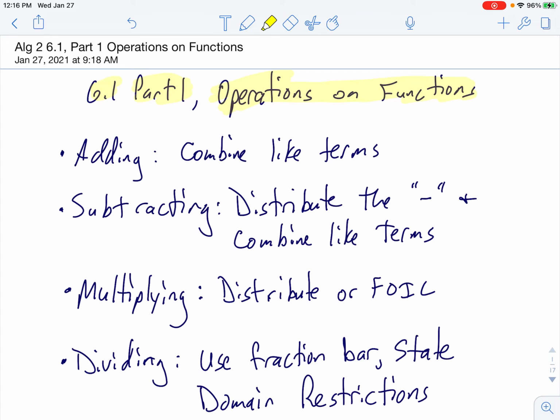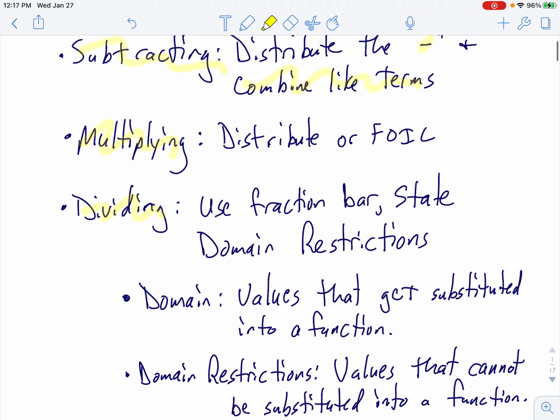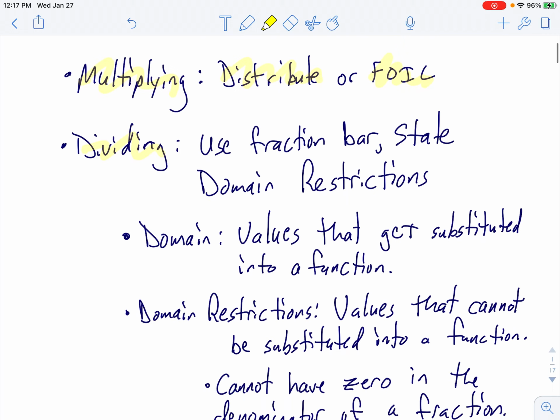Anyway, operations on functions. Today we're going to look at the four basic operations, which are adding, subtracting, multiplying, and dividing. When adding functions, you're essentially just combining like terms. We've done plenty of this so far this year. Subtraction involves distributing a negative sign and then combining like terms, just like adding. Multiplying could be the distributive property or FOIL. I think on this worksheet it's all FOIL. For dividing, you just use a fraction bar to represent division, and then you state something called domain restrictions. And we'll get into this a little bit.